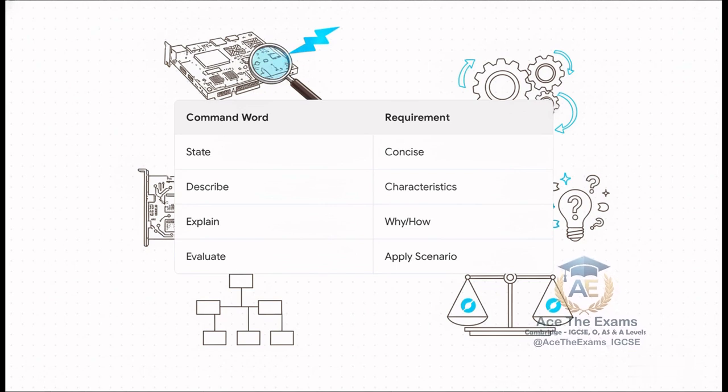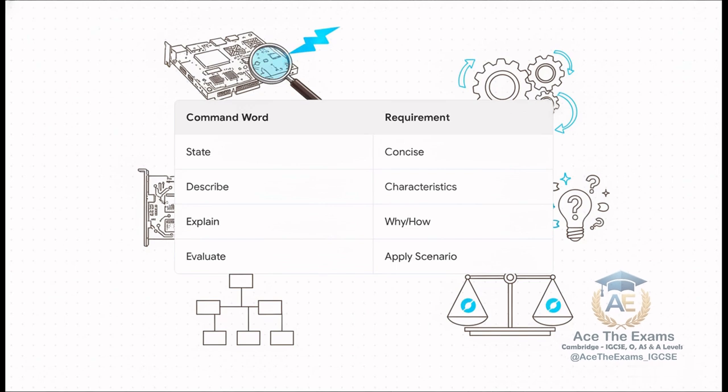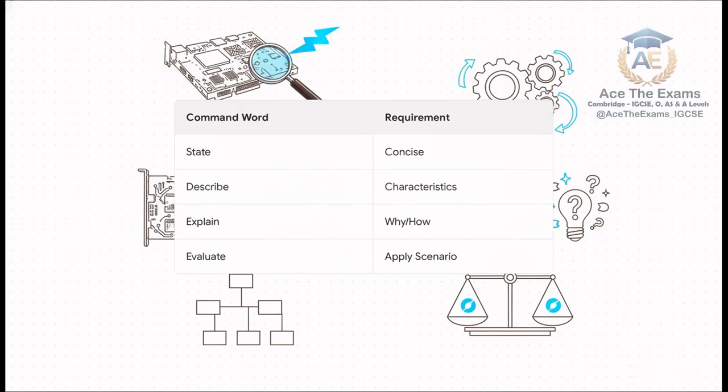If the command word is state, it just requires a concise fact. Give the detail and move on. Describe, like in our trap question, demands actual characteristics. You've got to paint a technical picture. Explain requires you to show the underlying mechanism, the why and the how. And finally, evaluate means you must apply your knowledge to a very specific scenario, weighing up the different factors.